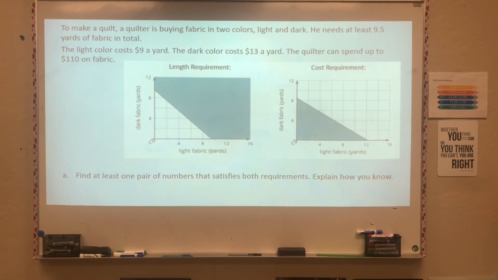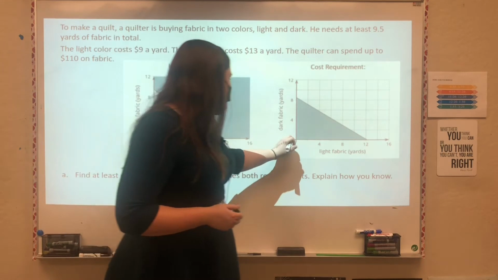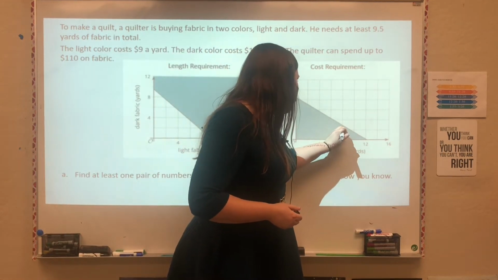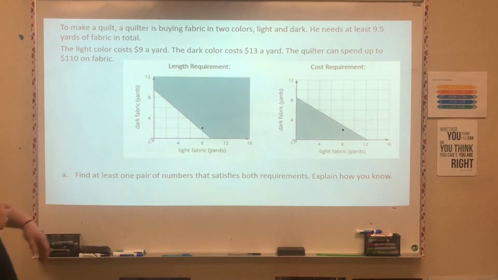I can see 8 and 2. Both the shaded areas. 8 and 2. Nice. So yeah, 8 and 2. Mm-hmm. I asked for at least one pair of numbers. Could you find more, maybe?